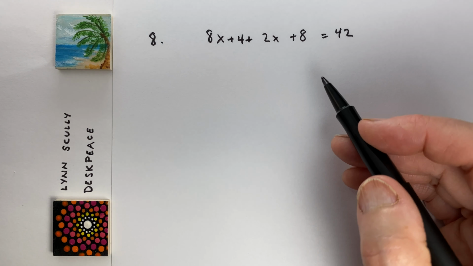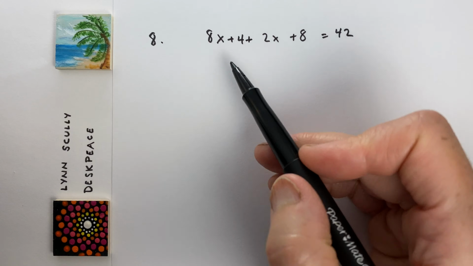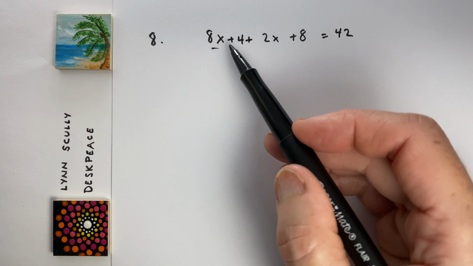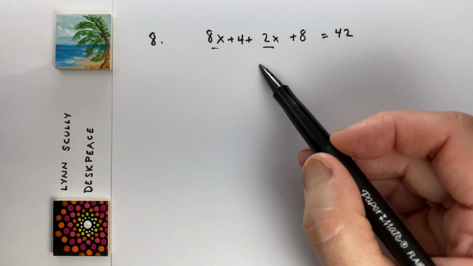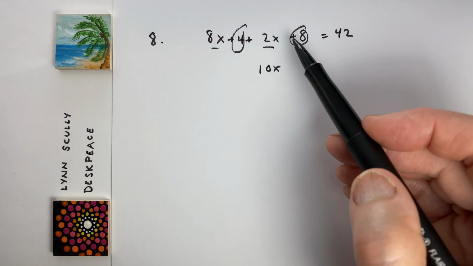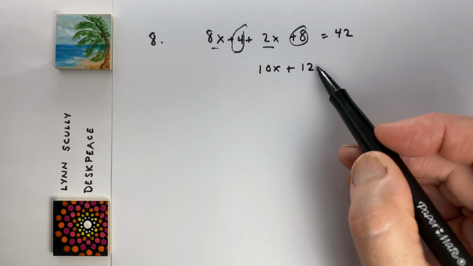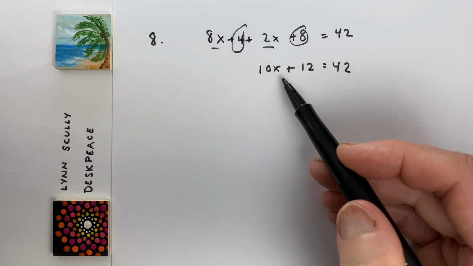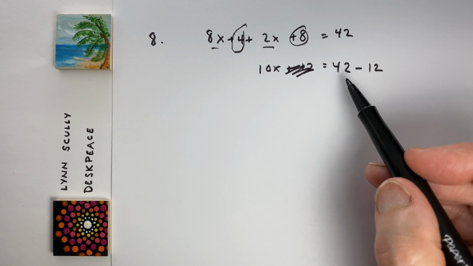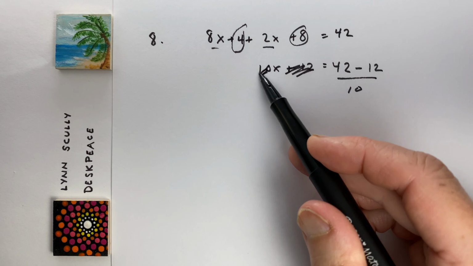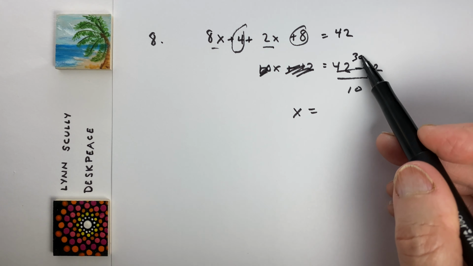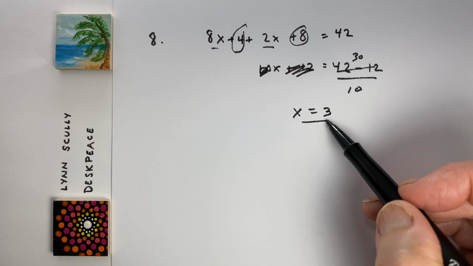So this looks suspiciously like number 7, except that I put a little space between the like terms, but still I can add the x terms. 8x and 2x is 10x, and then add the constant terms. Positive 4 plus 8 is plus 12. Get the x alone. First I'll minus over the 12. 10's attached by multiplication, move it by division. And I'm getting x equals 42 minus 12 is 30. 30 over 10 is 3.